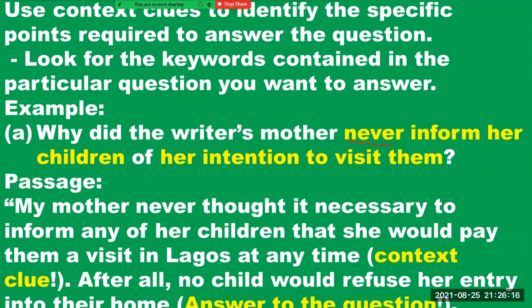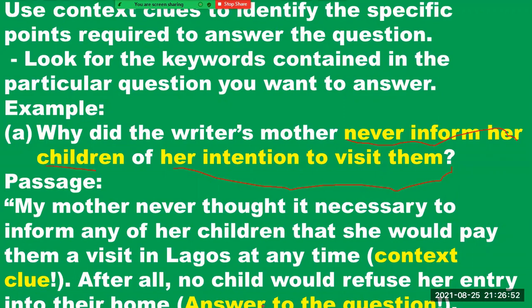You see, these words are the context clue. They are the keywords. Never inform her children of her intention to visit them. These are context clues. Then you look at the passage. Let's look at the passage once again. My mother never thought it necessary to inform any of her children that she would pay them a visit in Lagos at any time. You can see that this is the context clue. A clue is something that gives you a signal that something exists or that something is true.